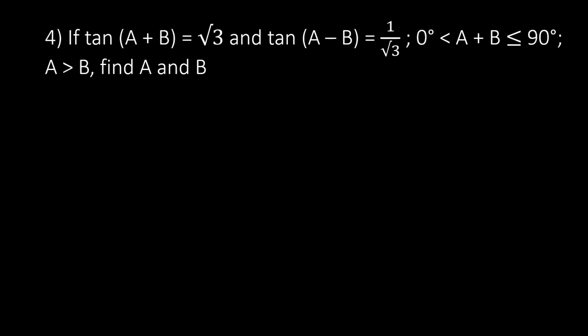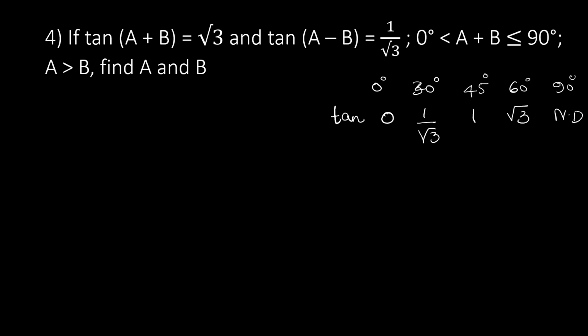If tan(A+B) equals root 3 and tan(A−B) equals 1 by root 3, where 0 degree is less than A+B less than or equal to 90 degree and A is greater than B, find A−B. So here we will see the table for tan: tan 0, 30 degree, 45 degree, 60 degree and 90 degree. Tan 0 is 0, tan 30 is 1 by root 3, tan 45 is 1, tan 60 is root 3, and tan 90 is not defined.